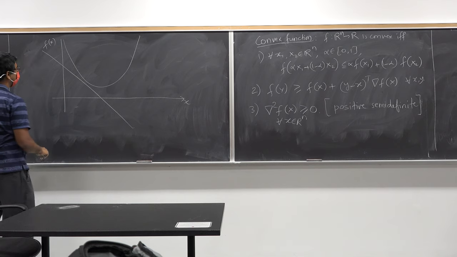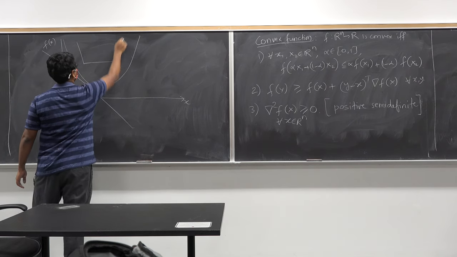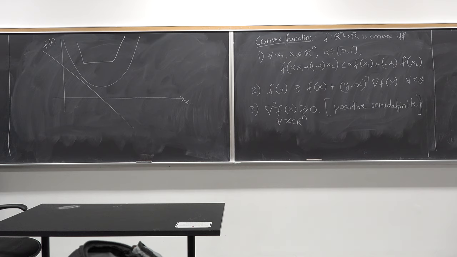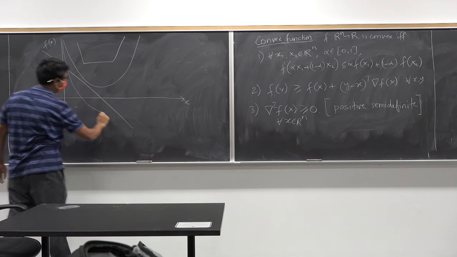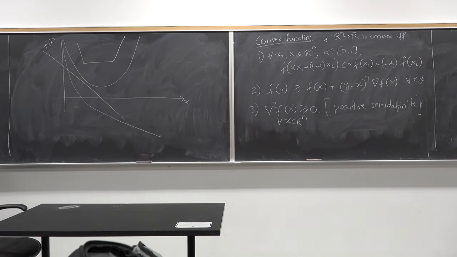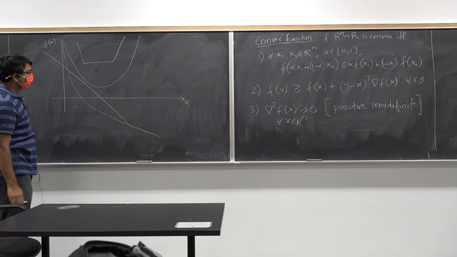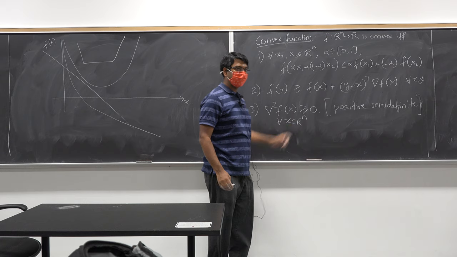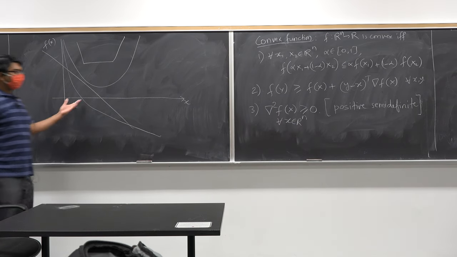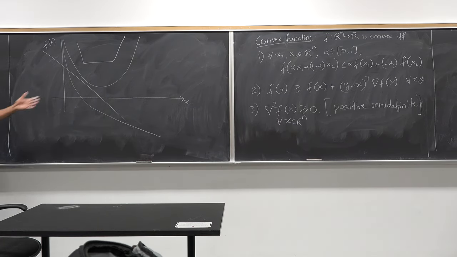This function is convex. This function is convex. So all of these are examples of convex functions. So they have positive curvature, or in the case of this linear function, it has zero curvature. So by positive curvature, what I mean is the second derivative of f is non-negative. Okay, so it has positive curvature, or if it has zero curvature, as is the case in this linear function, these are all convex functions.